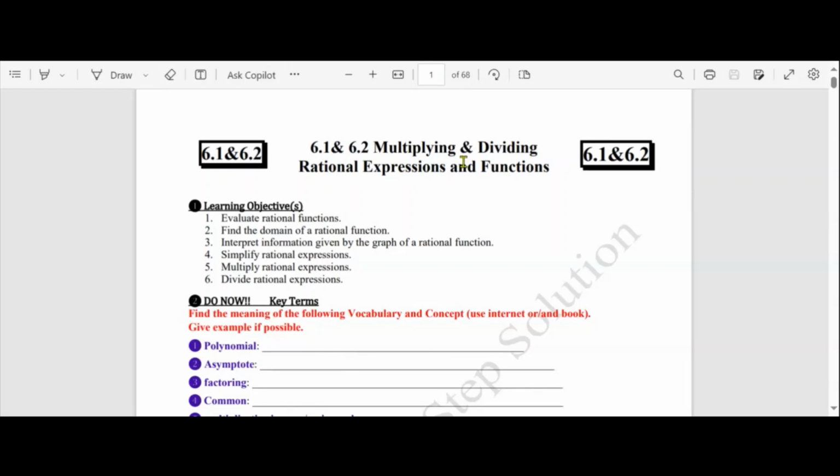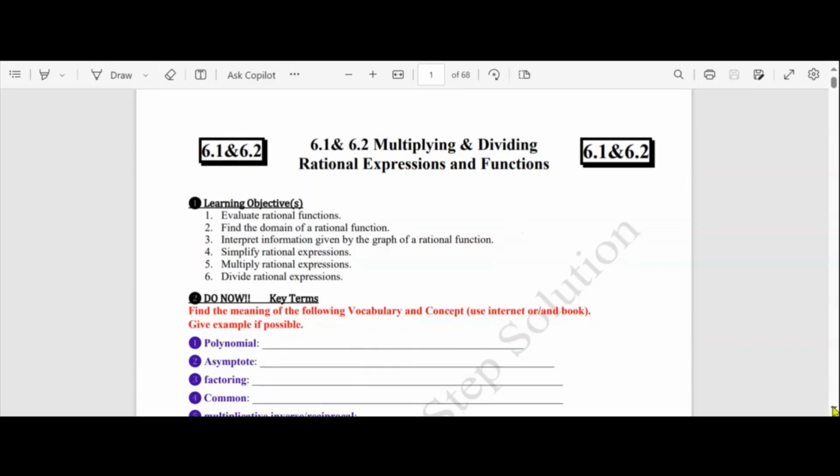Chapter 6, sections 6.1 and 6.2. The title for those two sections is multiplying and dividing rational expressions and functions. Learning objectives: evaluate rational functions, find the domain of a rational function, interpret information given by the graph of a rational function, simplify rational expressions, multiply rational expressions, divide rational expressions.